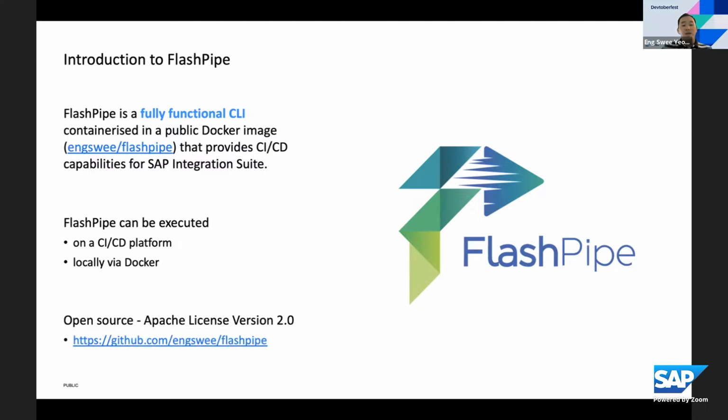One key thing is FlashPipe is an open source solution. It is under the Apache license version 2.0. That means it's free to use. You also have the ability to view the source code that is the core of the solution, and that is available in my GitHub repository link shown here. So you can check it out, you can fork it, you can make modifications to it, or you can just use it as is. That's totally free under the Apache license.